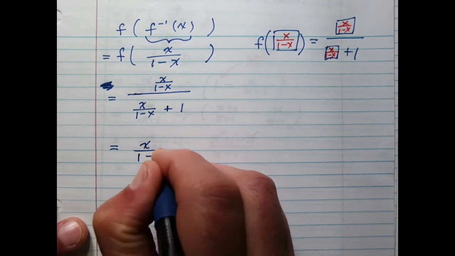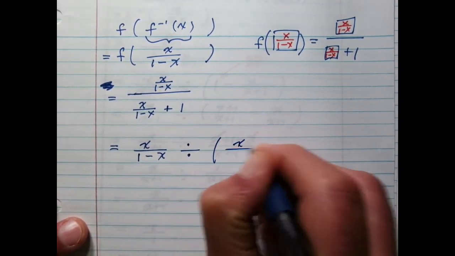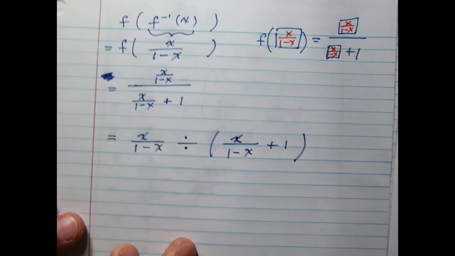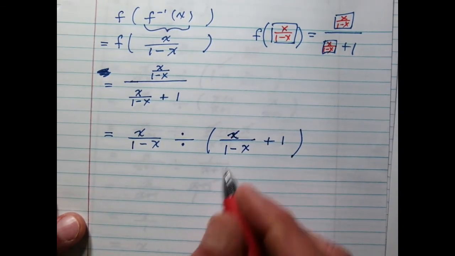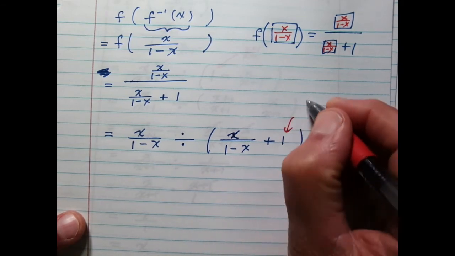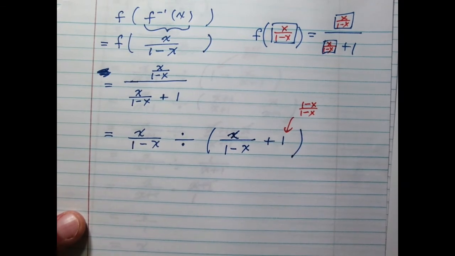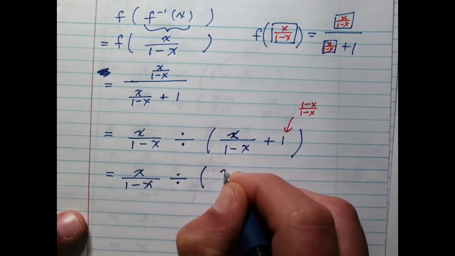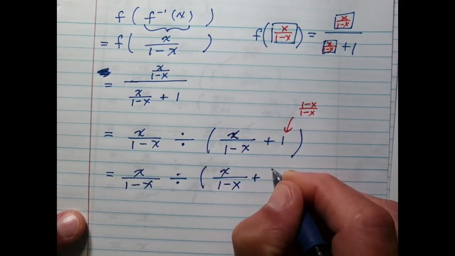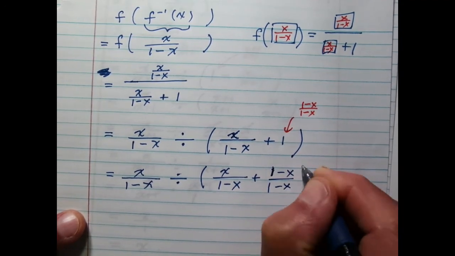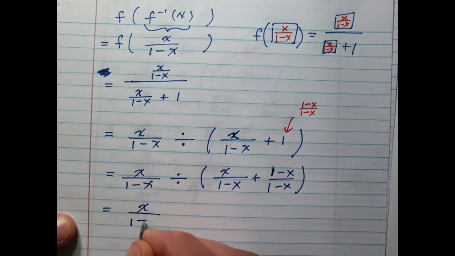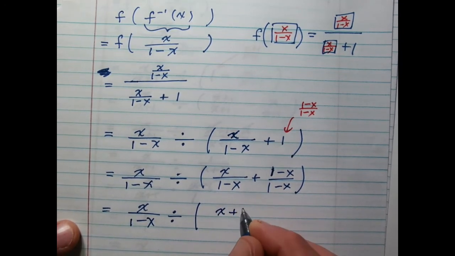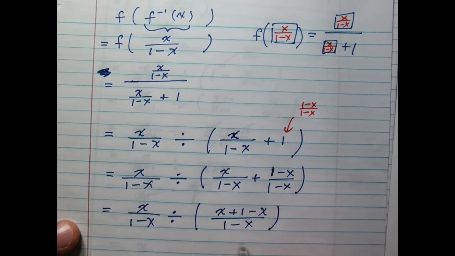Again, I like to think of it as division. I need parentheses, because I have two terms in that denominator, and I need to combine these. Here, my denominator is 1 minus x, so the 1 I want to think of as 1 minus x over 1 minus x, right? So I'm recopying plus, and here I'm going to write 1 minus x over 1 minus x. So it's very similar to what we just did, but just different enough that it isn't quite the same. I can add x plus 1 minus x over 1 minus x.